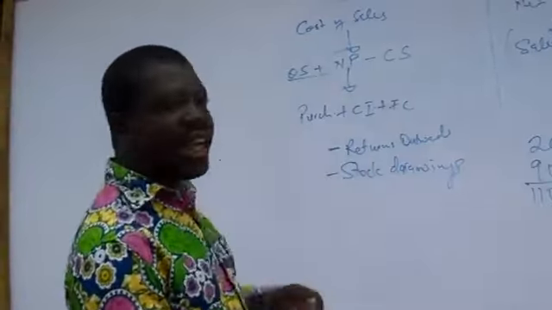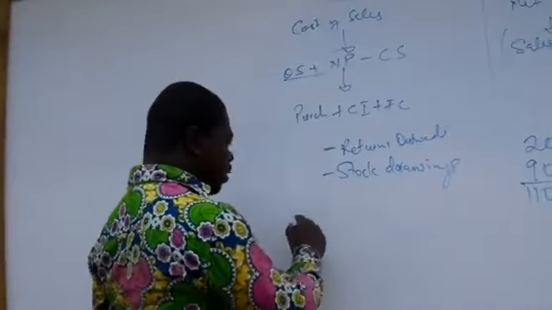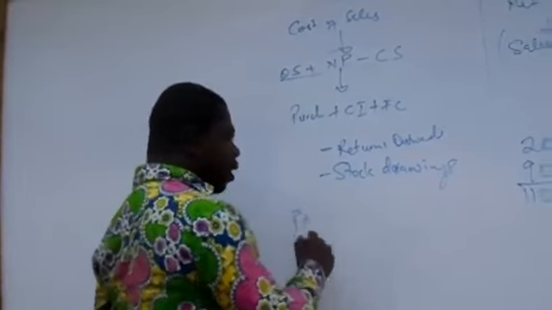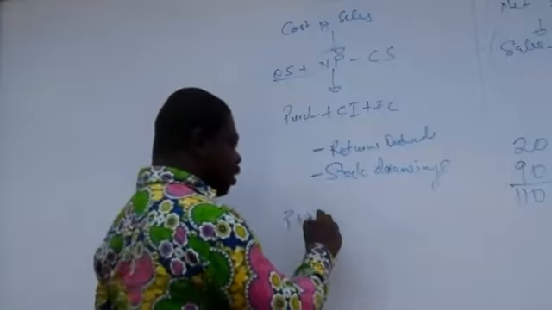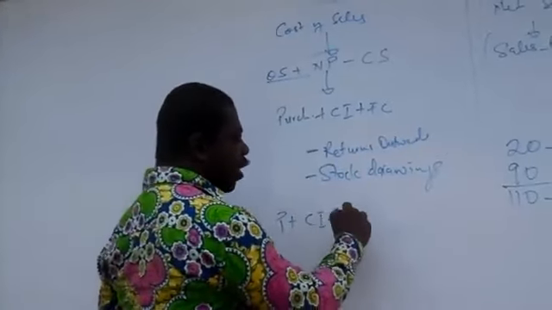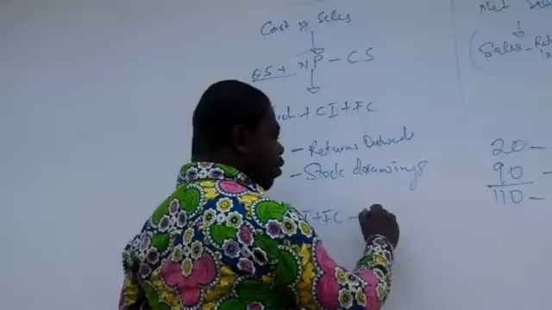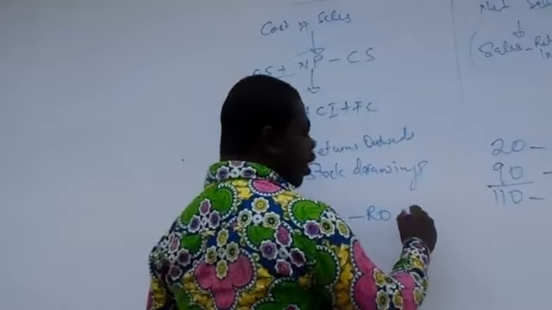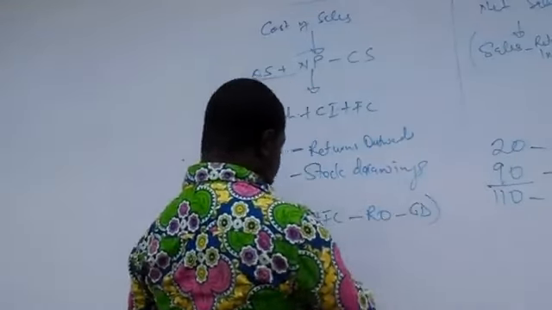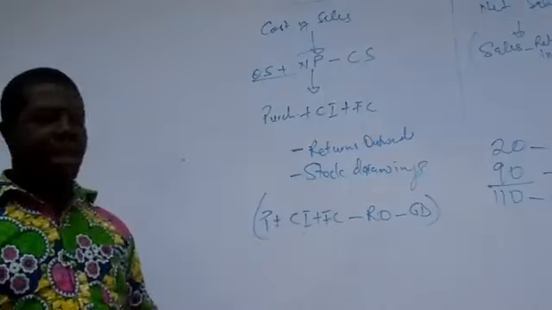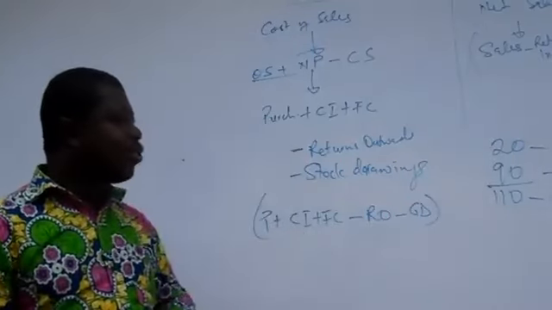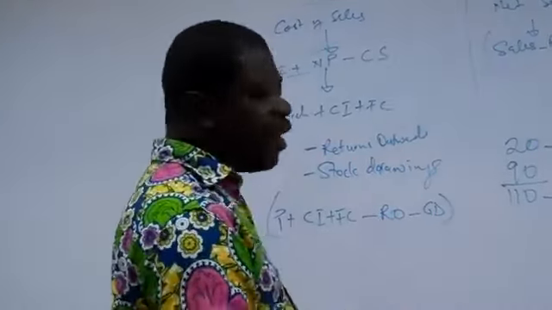So when we talk about the net purchases, it is basically your purchases plus any direct expense on purchases, which is carriage inwards or freight charges. Then you take out the returns outwards, and then you also take out the goods drawings or your stock drawings. And this is the net purchases that we are talking about.